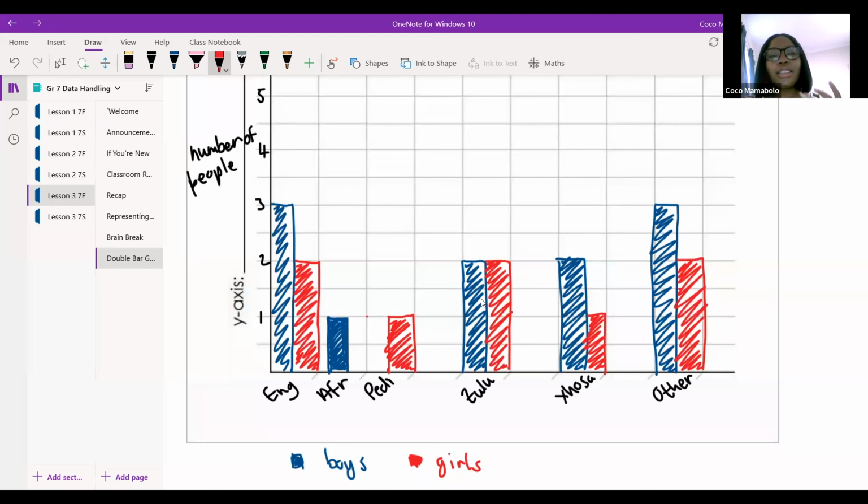All right, guys, this is how we draw a double bar graph. Okay, can I just get a thumbs up, thumbs down? Do you guys understand how we draw a bar graph or a double bar graph?